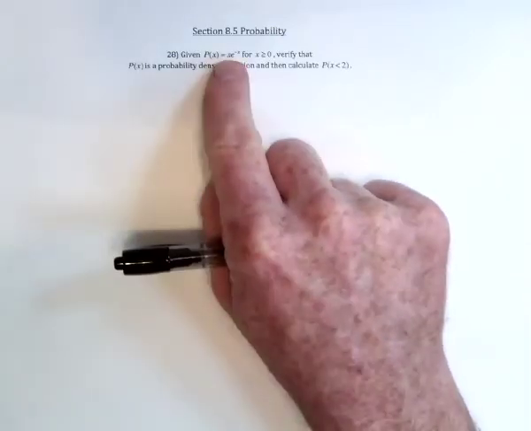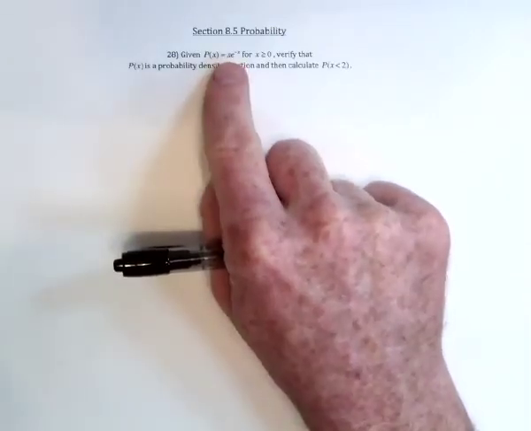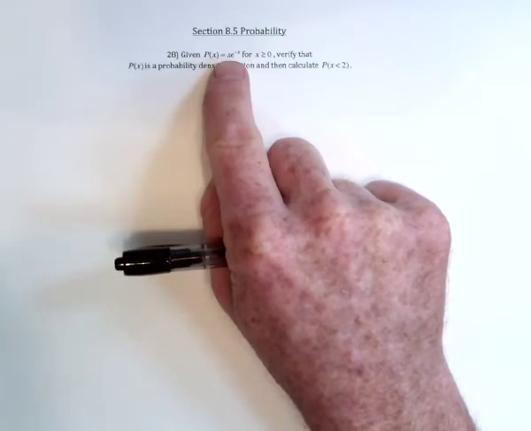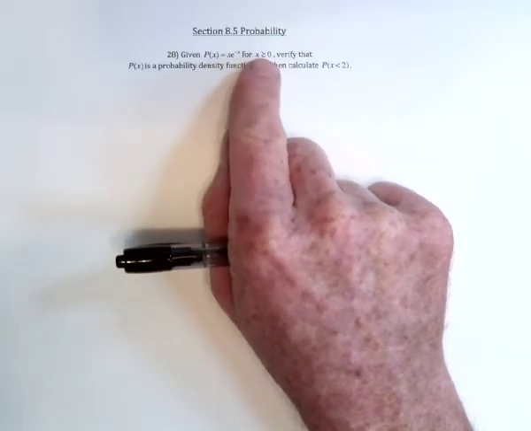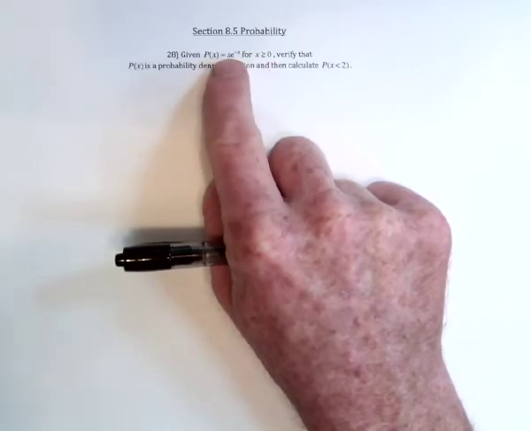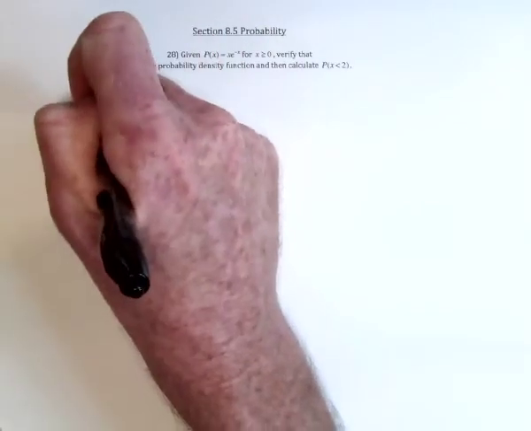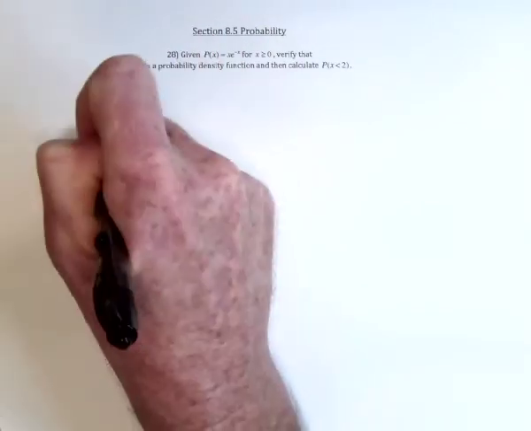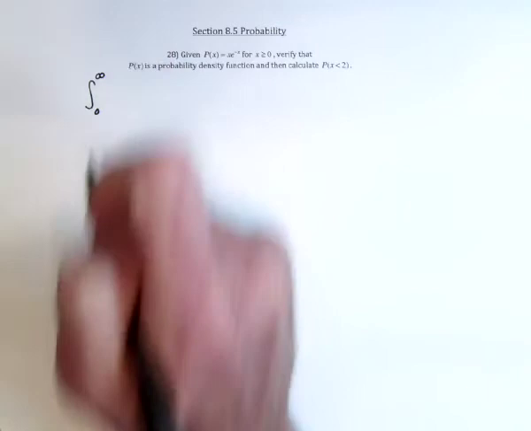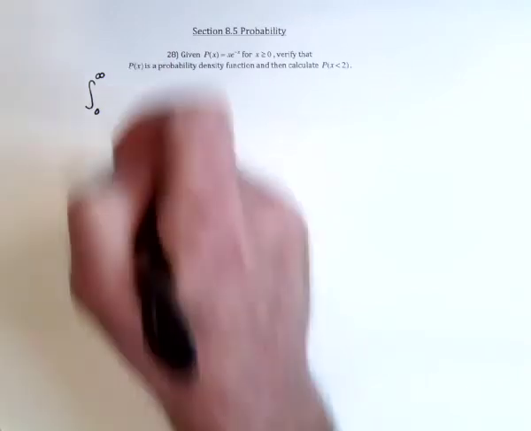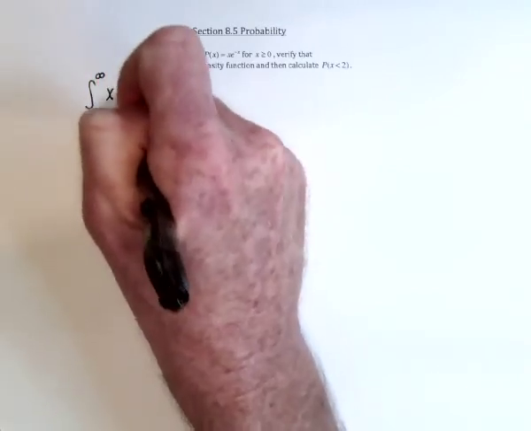In order to verify that this is a probability density function, we need to say, well, over its domain, which is bigger than or equal to 0. So in other words, from 0 to infinity, if you integrate this, you will get a 1. So integrate from 0 to infinity the x times e to the negative x.